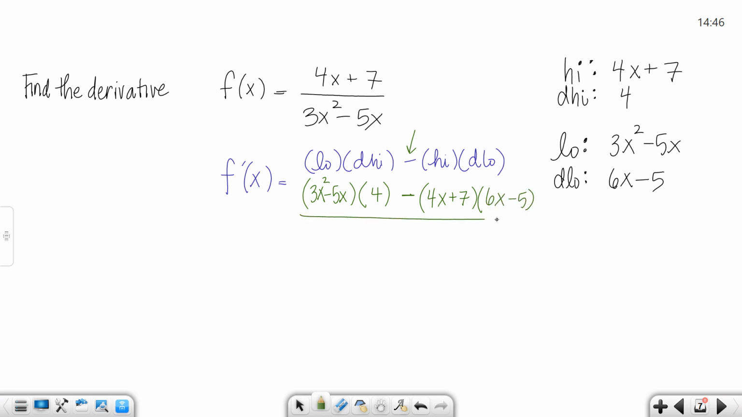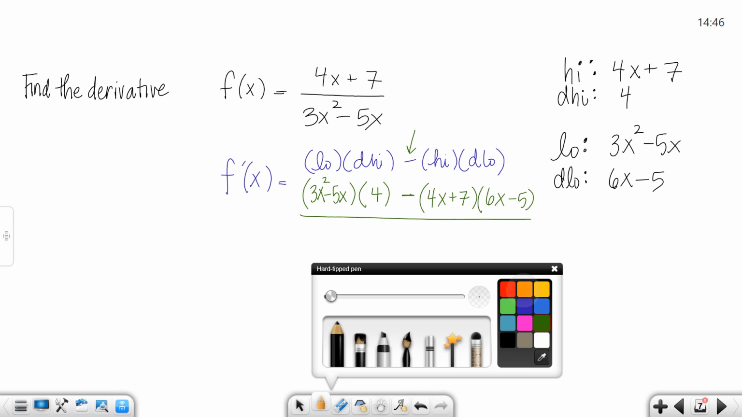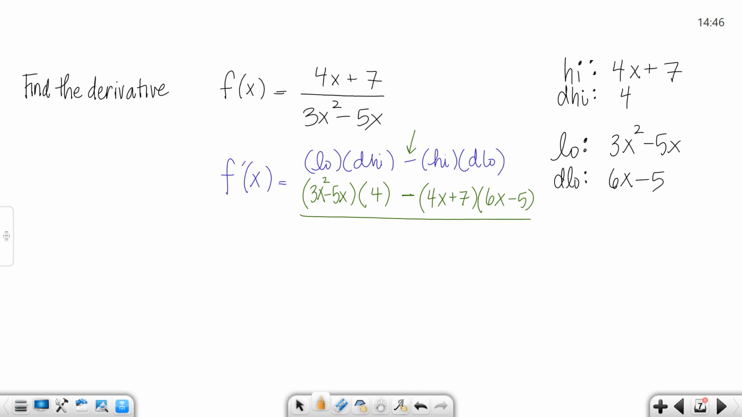Now that's just the top portion of the derivative. Low d high minus high d low. Now the bottom part of it says low squared. So just your regular low, 3x squared minus 5x squared. Low squared. So that's how it looks. We have to simplify it out, but that's how it looks.